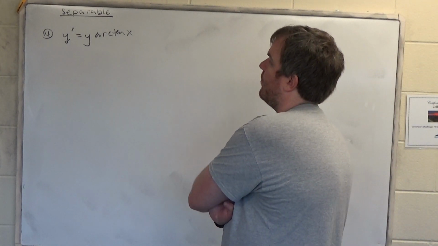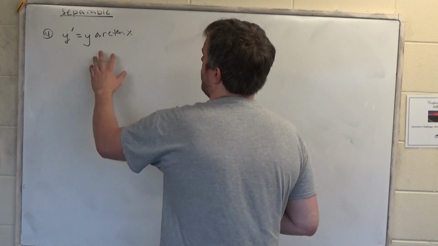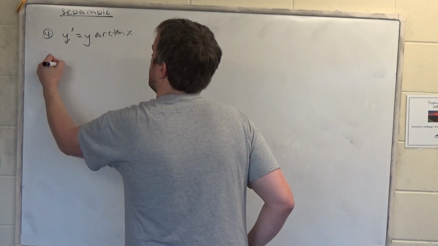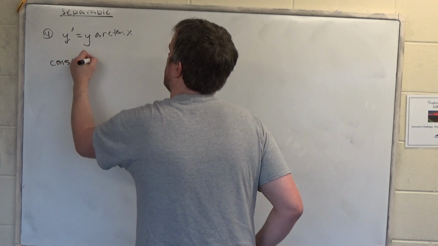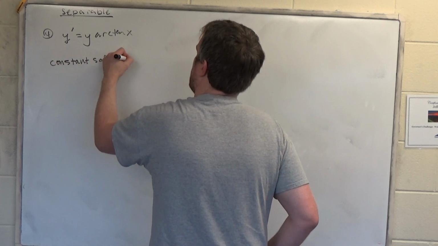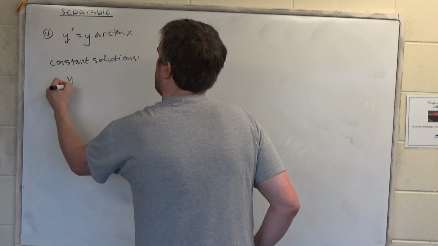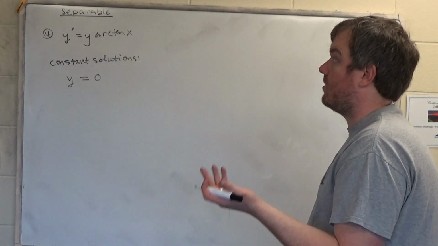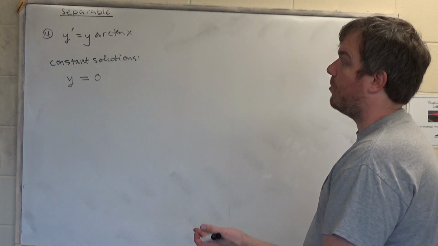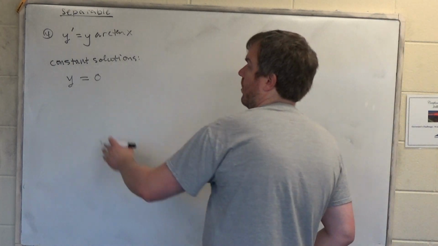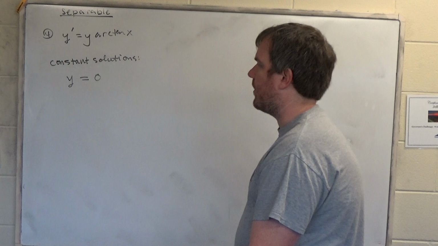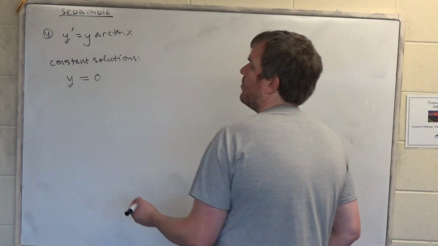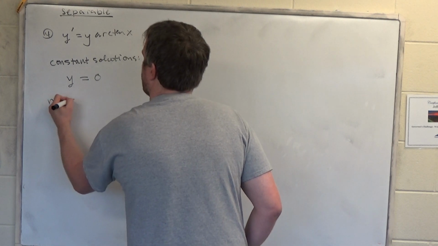To find the constant solutions, we set the function of y on the right-hand side equal to 0. In this case, it's actually really easy because the function of y is just y. So setting y equals 0 yields the constant solution y of t is identically 0, or y of x rather, is identically 0. Okay, having found the solution, we move on to non-constant solutions.